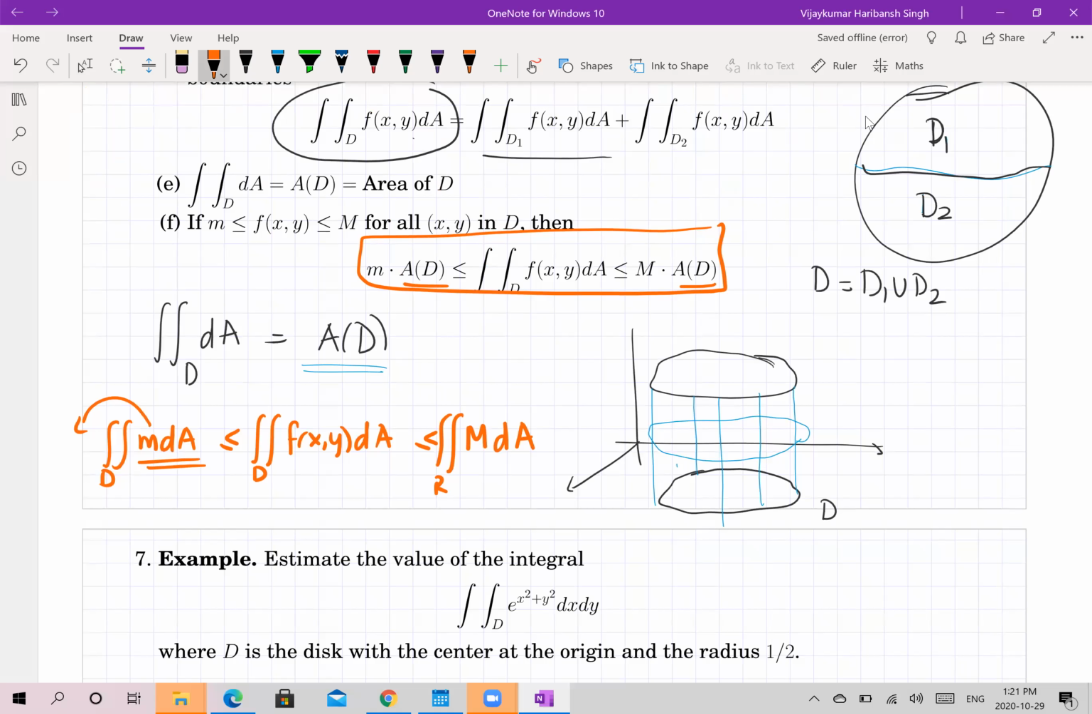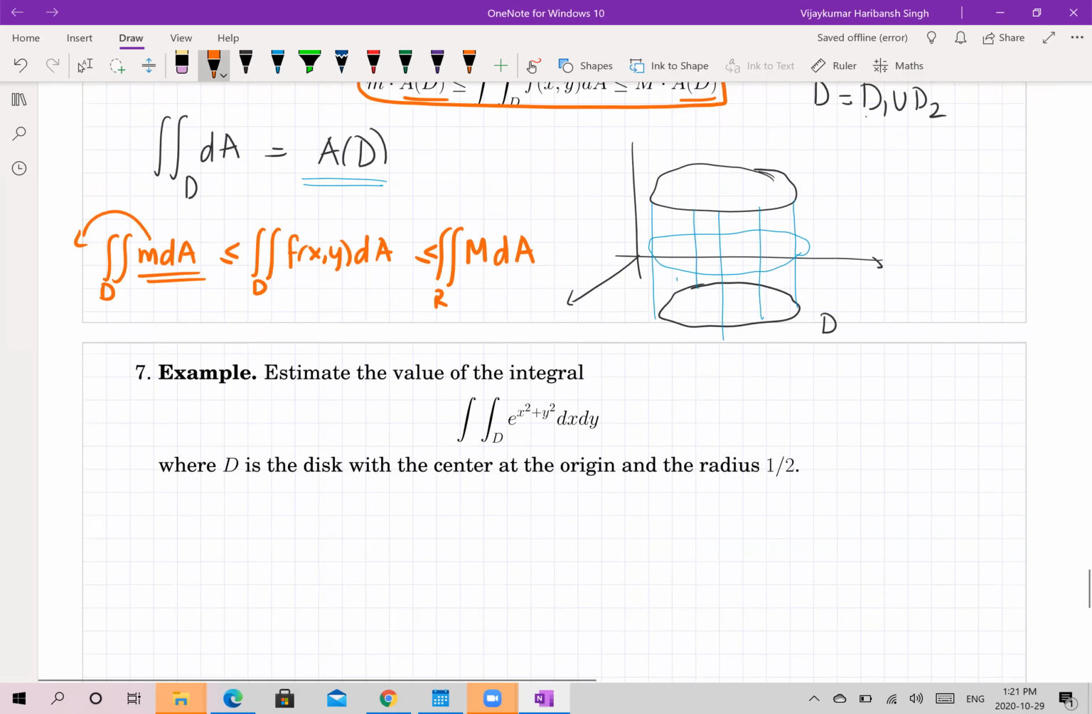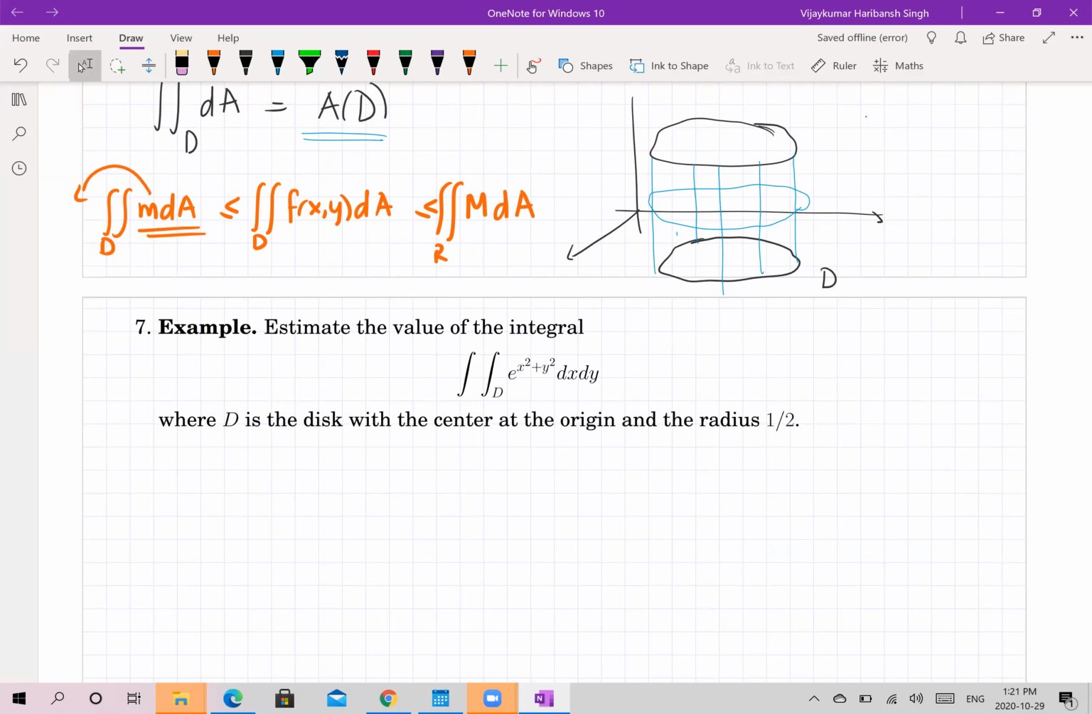Now, why is this result important to us? Consider the following integral. Estimate the value of the integral of e to the power x squared plus y squared dx dy over the disk with center at the origin and radius half.